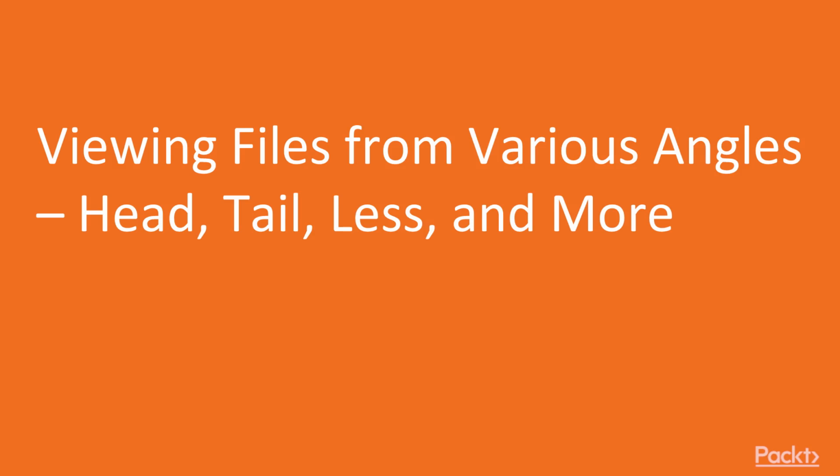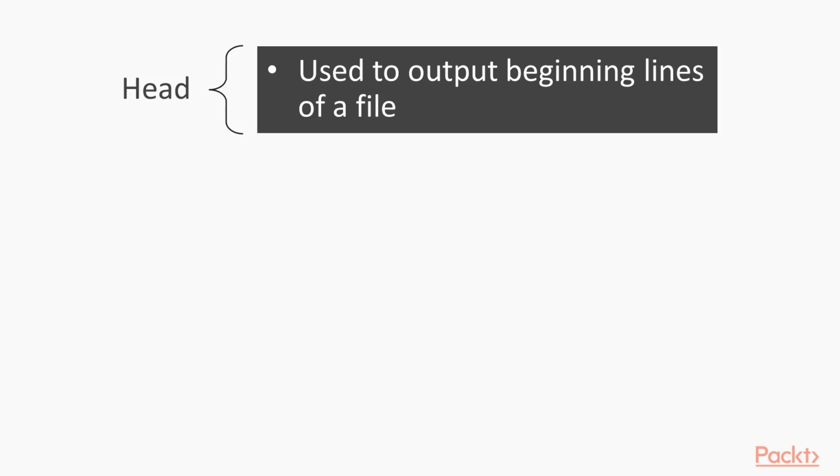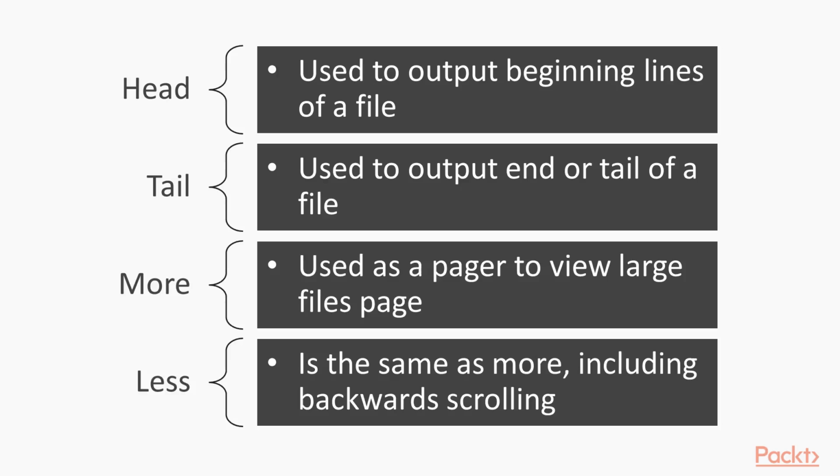As of this very moment, your system likely has many text files of various sizes, including a never-ending log file being written to. You might even have several large files containing copious amounts of code, such as the Linux kernel or a software project, and would like to quickly view them from the console without slowing your system down to a halt. To do this, there are 4 essential commands that should provide you more than enough functionality for your purposes. The essential commands are head, tail, more and less. You can view their individual functionality on the screen.